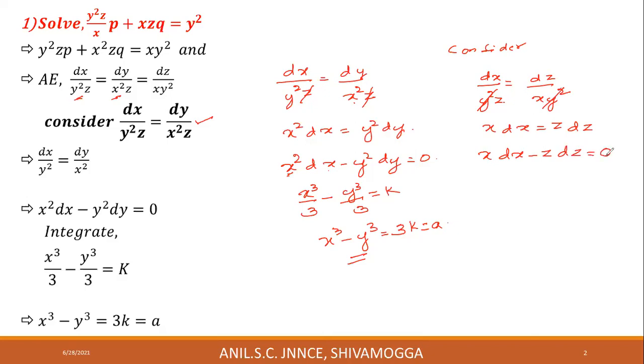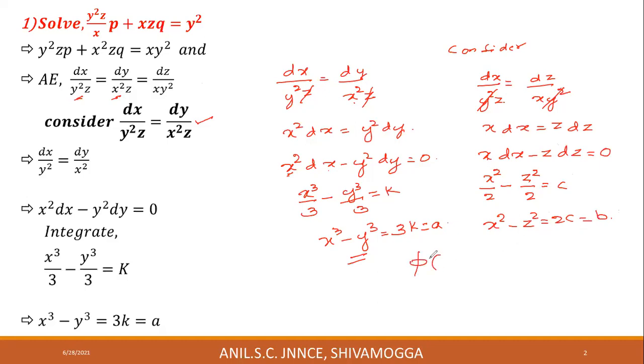Clearly, this is a differential equation obtained by separating the variables. Integrate. Integral of x is x square by 2, minus integral of z is z square by 2. This is equal to some integral constant, say c. Therefore, x square minus z square is equal to 2c. 2c is a constant, let it be b. If you consider second and third, you get y square minus z square is equal to b. That is also correct.